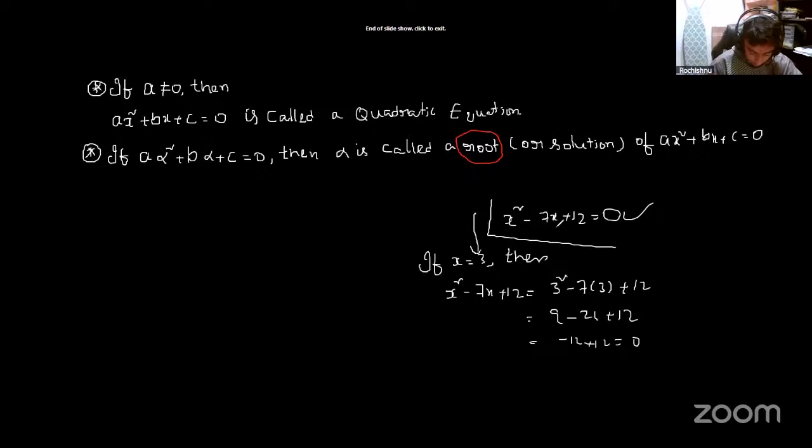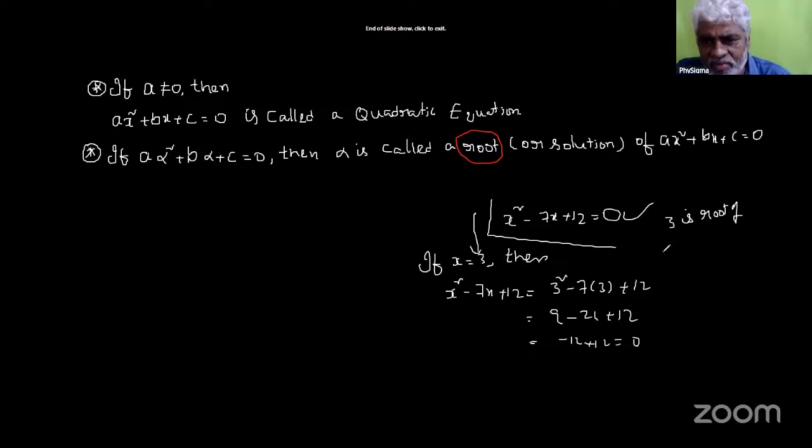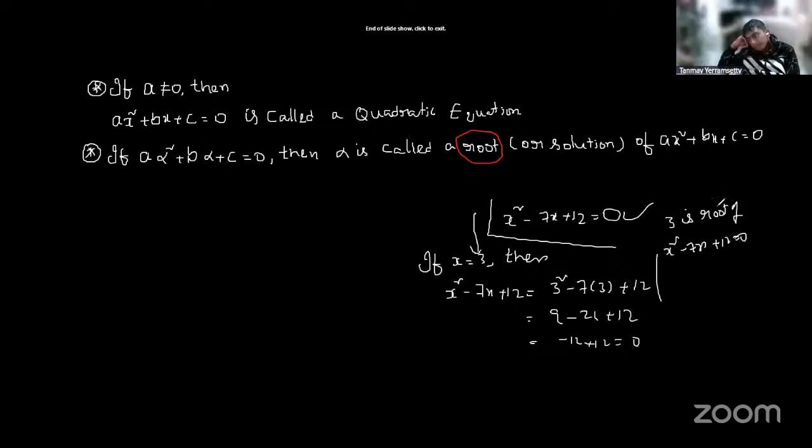The value which satisfies the equation is called its root. So we call it 3 is a root of x square minus 7x plus 12 is equal to 0, right? Or we can call it a solution also. Root and solution both are same. 3 is a root of x square minus 7x plus 12 is equal to 0. Or 3 is a solution of x square minus 7x plus 12 is equal to 0.